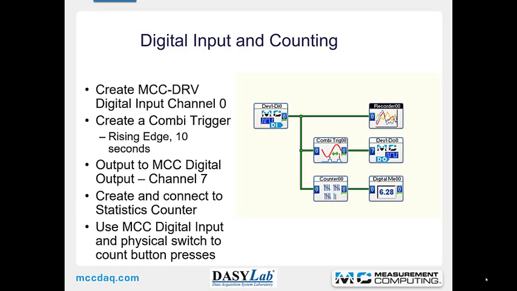And then I will connect the input to a statistics counter, and I'll use the MCC digital input and a physical switch to count the button presses. So what will happen based on the combi trigger is the digital output will go on and light an LED on my USB 201 for 10 seconds. Now you would need to have some sort of a switch or contact closure on the digital input and a LED on the digital output to be able to visualize this. But we'll be able to see the results of the counter on the screen.